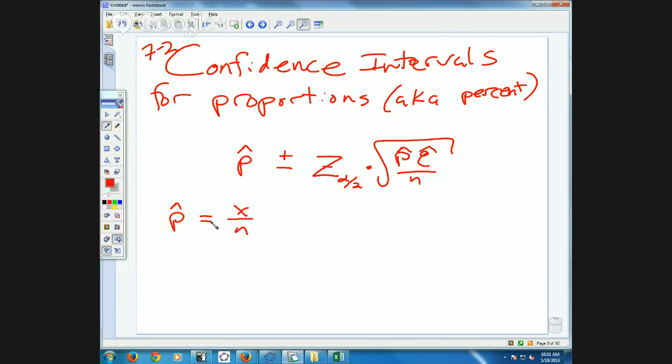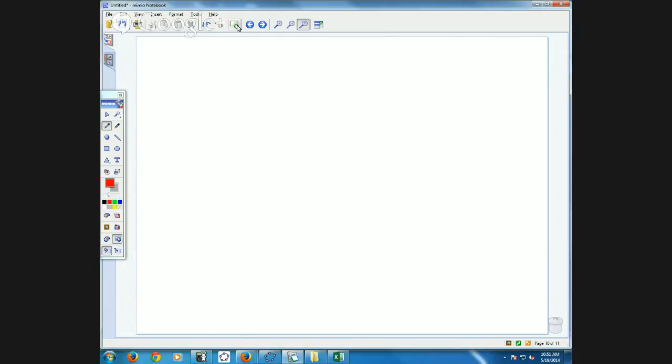So what the heck is z sub alpha over 2? It is like a percentile. So I'll explain where that percentile comes from. So let's go for a new page for that. These are called critical values. In particular, sometimes they're called z sub alpha. We're going to call ours alpha over 2.